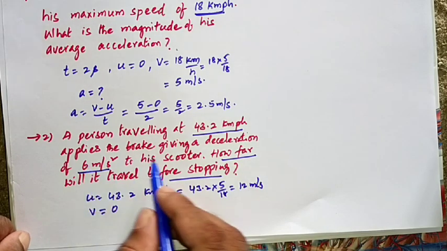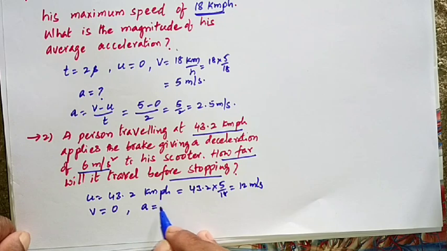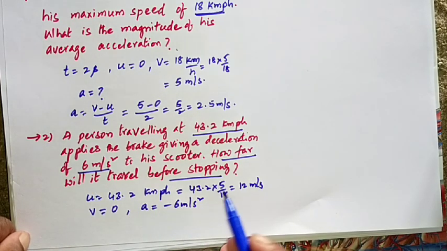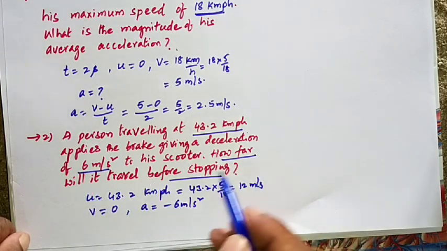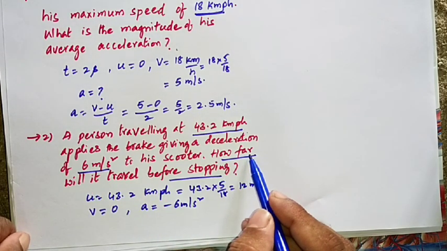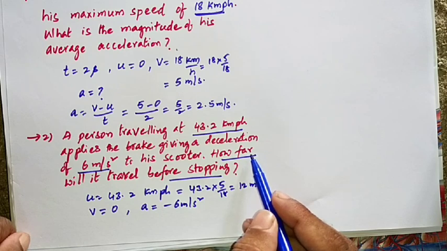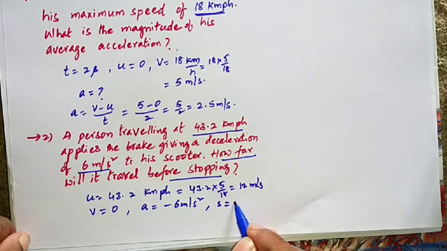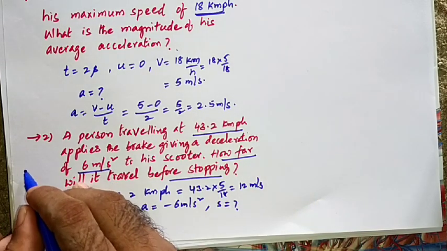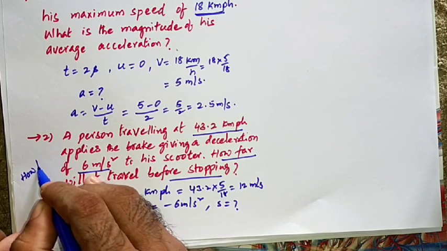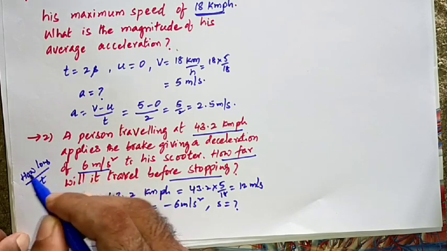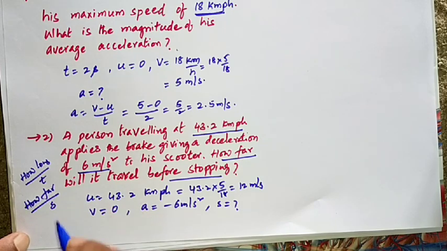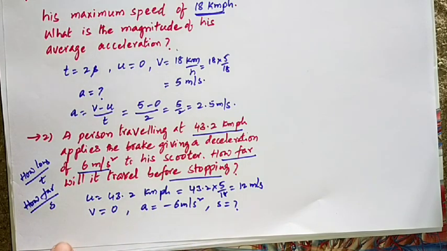Next, what is given? Deceleration is given. That means a is equal to minus 6 meters per second square. Next, what? How far will it travel? How far means what? Is it distance or time? Okay, how far means it is the distance. Remember that. How long means time. How long means you need to calculate time. How far means you need to calculate distance. Remember these two.